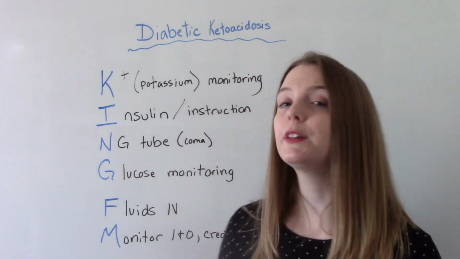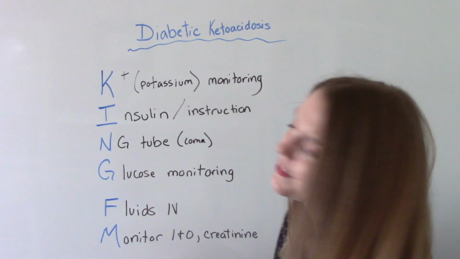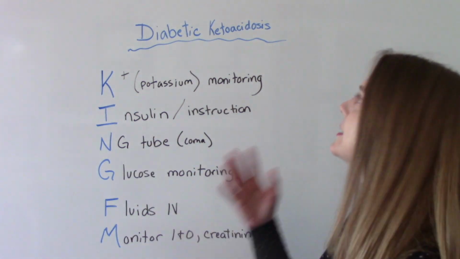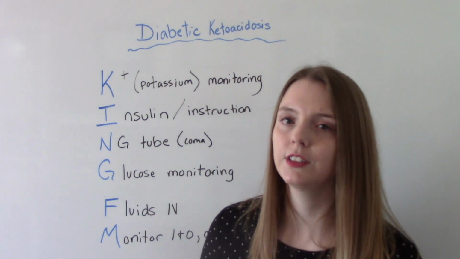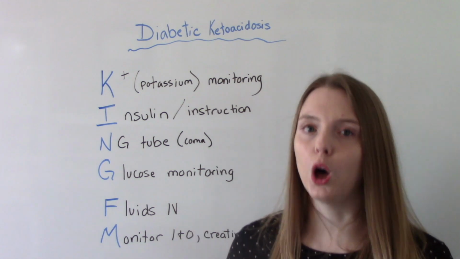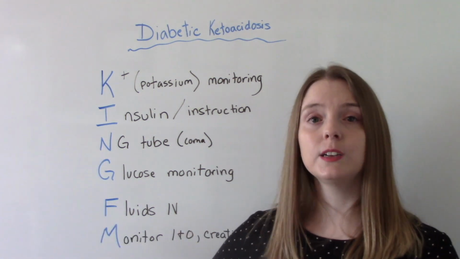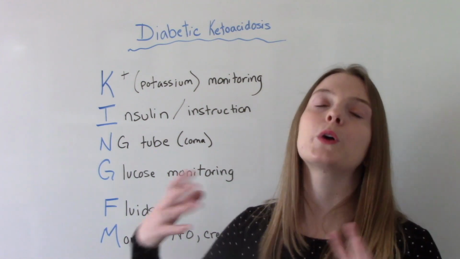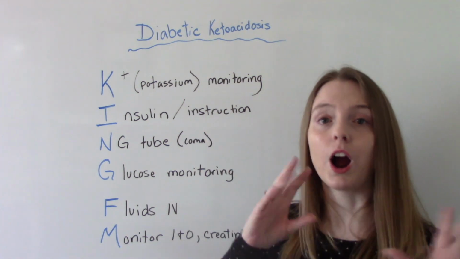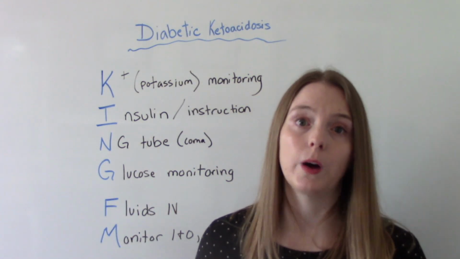A way you can remember the treatment for diabetic ketoacidosis is KING-FM. So the K stands for potassium, and what we need to do is monitor their potassium levels. In diabetic ketoacidosis, they can have very low potassium levels, which can be very dangerous. This is another reason why when we do our diagnoses, we're going to do an ECG. Okay, so that's going to affect our heart rhythm, right? Having low potassium will affect our heart rhythm, so that's something they're going to want to monitor for.